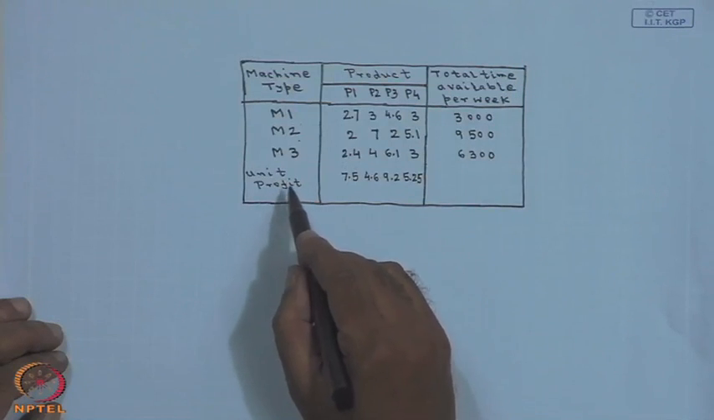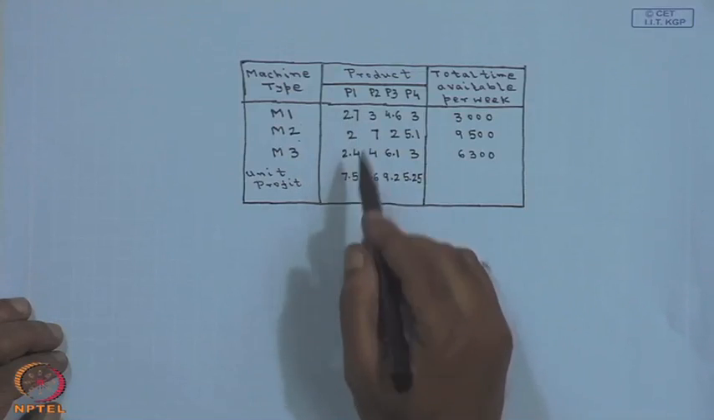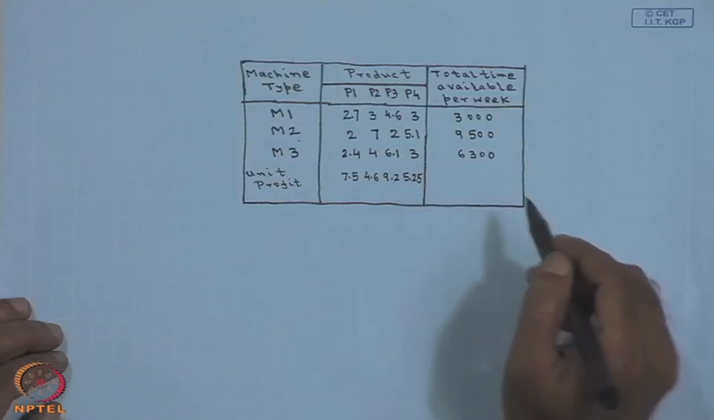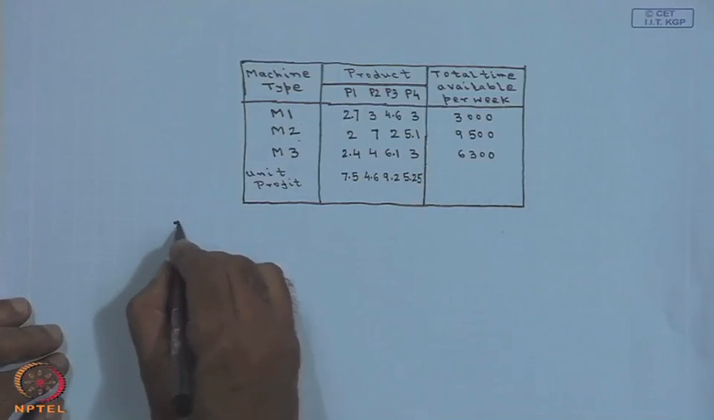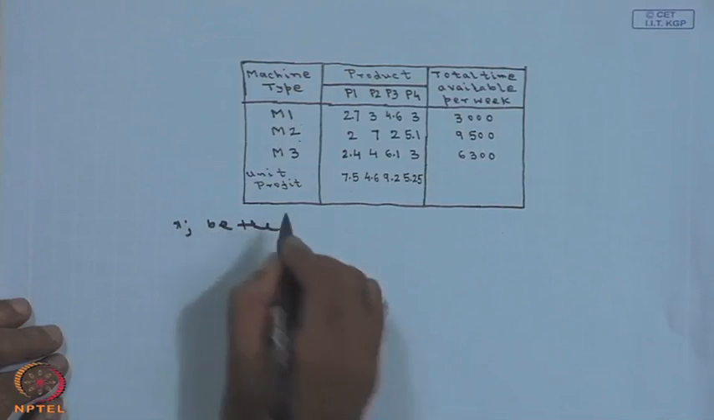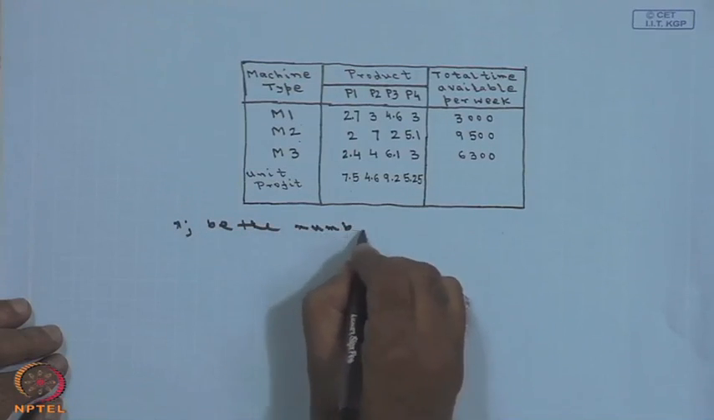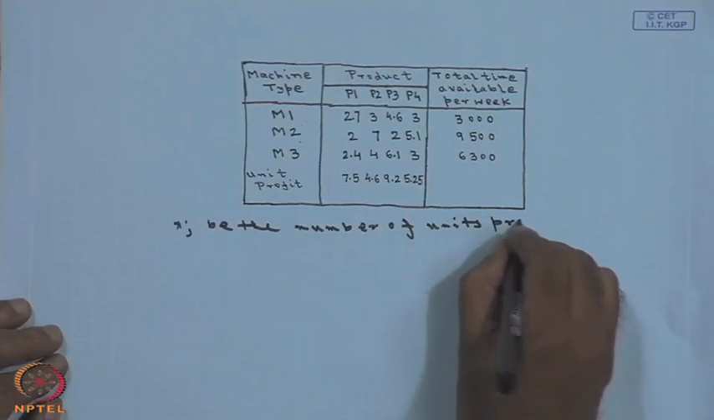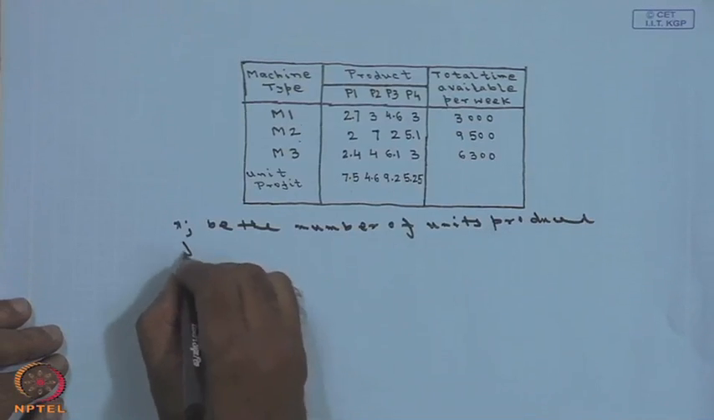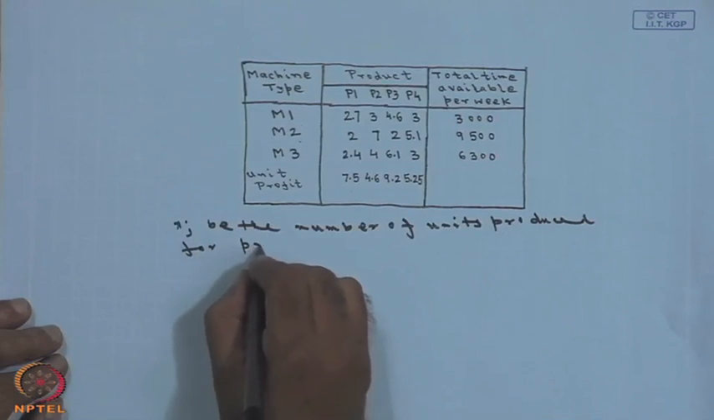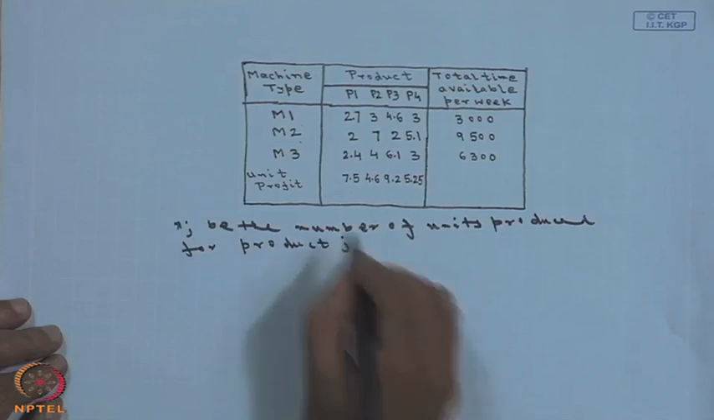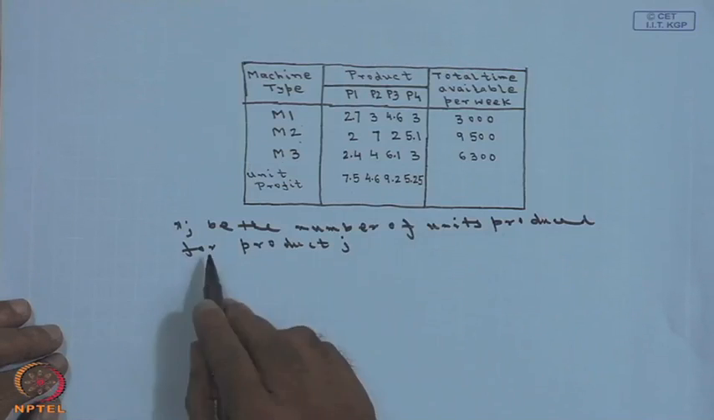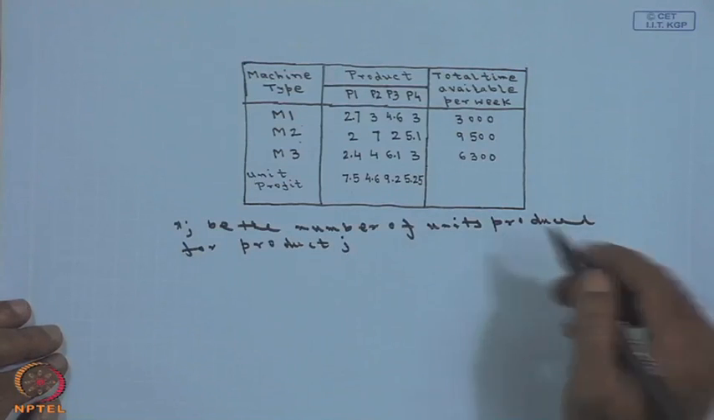Unit profit for producing one product is also given, like for P1 unit profit is 7.5, for P2 it is 4.6, like this way. If we assume that xj be the number of units produced for product j. In this case, of course, it is per week. I am talking about per week. xj is the number of units produced for product j.